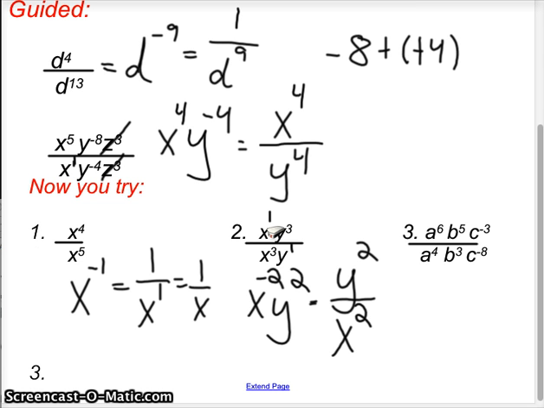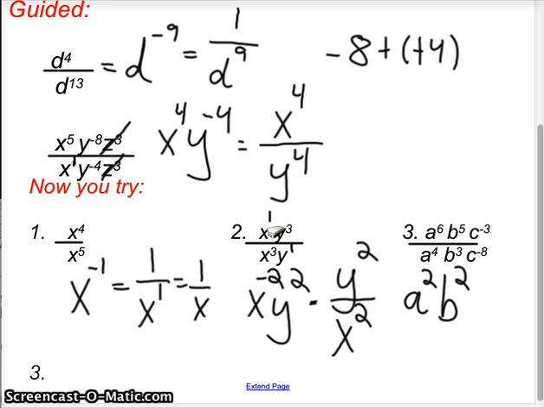And for number 3, same thing. a to the 6 divided by a to the 4. 6 minus 4 gives us an a to the 2. b to the 5 divided by b to the 3. 5 minus 3 also gives us 2.